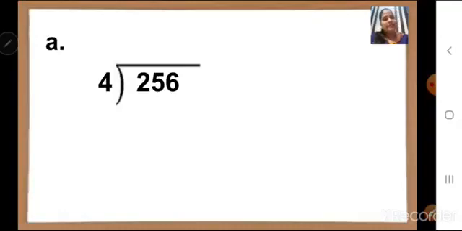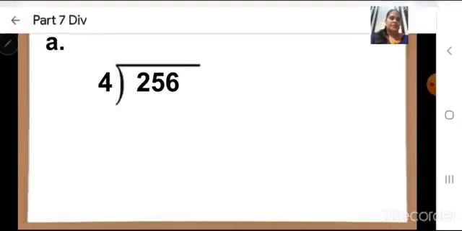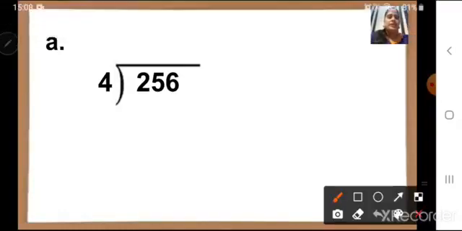So children, let us divide. Now the first step is to check the first number. Number 2 is smaller than number 4. It is smaller than the divisor, so we cannot divide. In this case, we have to take the next number also, which is number 5. We will take number 25.